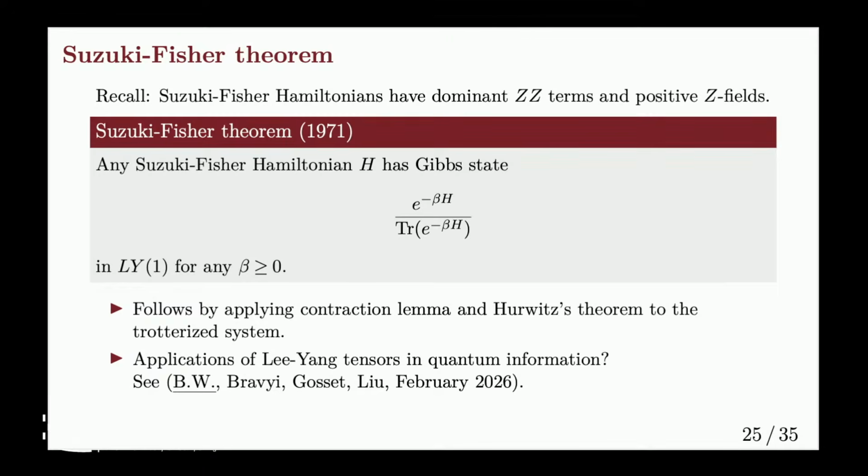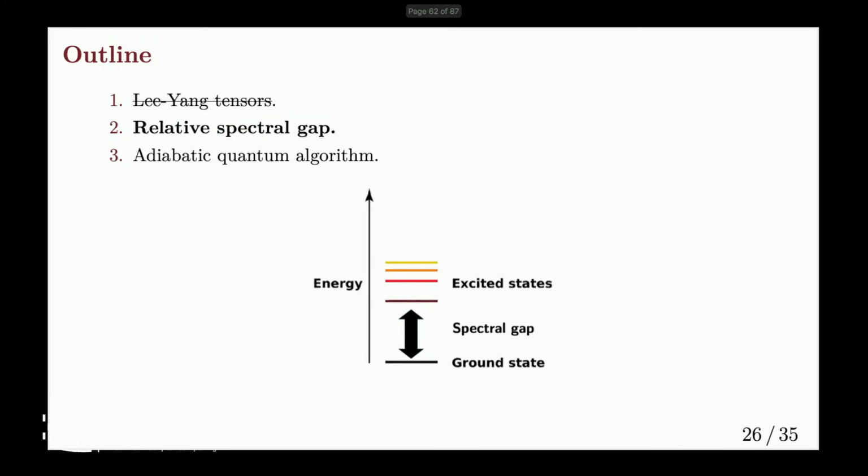Lee-Yang tensors have a lot of quantum information properties that we put out in this paper in February. And the current work I see as a kind of completion of that work. Somehow we missed this really nice algorithm in our efforts to study these Lee-Yang tensors. Now I'm going to talk about the relative spectral gap and then the adiabatic algorithm, but maybe this is another good time to pause for questions.